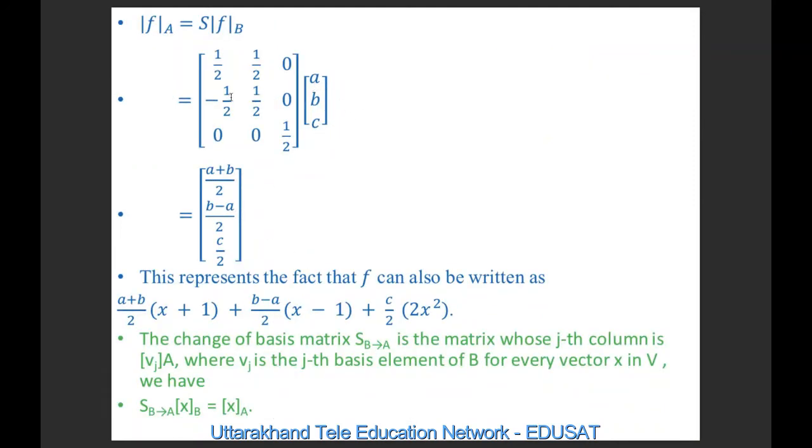FB is a, b, c. If we multiply these two, we get this column matrix: 1 by 2 into a plus 1 by 2 into b plus 0 into c, so a plus b upon 2. Minus 1 by 2 a plus 1 by 2 b plus 0 into c, so b minus a upon 2. 0 into a, 0 into b, 1 by 2 c, so c upon 2. And this represents the fact that f can also be written as a plus b upon 2 times x plus 1, plus b minus a upon 2 times x minus 1, plus c upon 2 times 2x square.